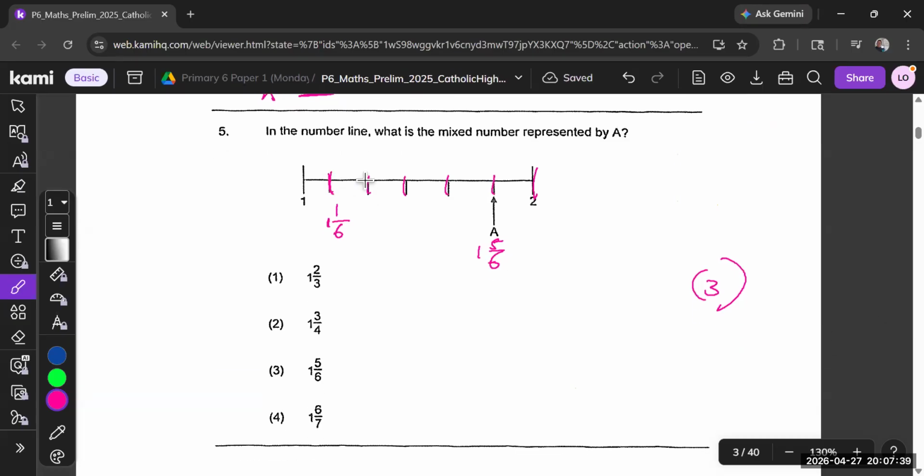Okay, the denominator is the total parts, total lines, total units. And by the way, don't count here. This is zero. You should start counting here, one. This is your one. The next line is one, then two, three, four, five, and six. And this is also one and six over six, same as two wholes. Okay, it's the same as two wholes.